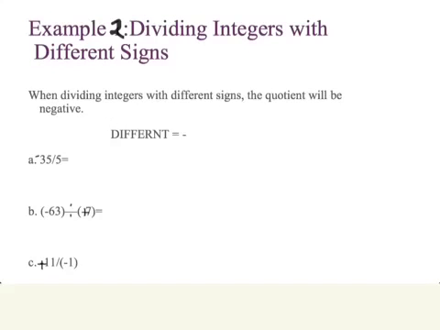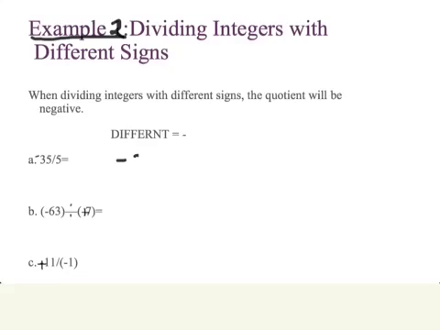Okay, so this slide is not exactly what I wanted it to be, so I made some alterations, but I'll help you understand what I'm talking about as we go through. So example 2, divide integers with different signs, and the key here is that different signs are going to give you a negative answer.